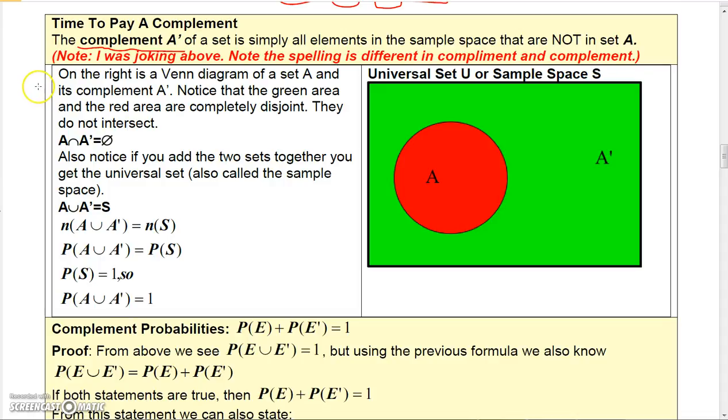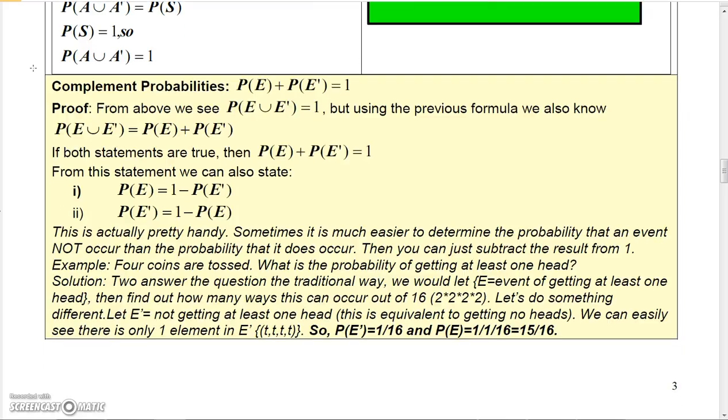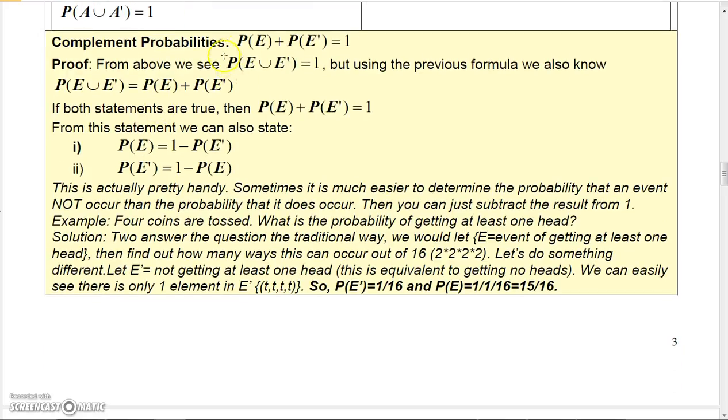Okay, now you can read the development of the complement formulas, but I'm going to just go ahead and give them to you. It turns out that the probability of any event plus the probability of its complement always has to equal 1. Now a very simple example of that is if you know the probability of rain is 0.7, then obviously the probability of not raining would have to be 0.3, so that 0.7 plus 0.3 would equal 1.